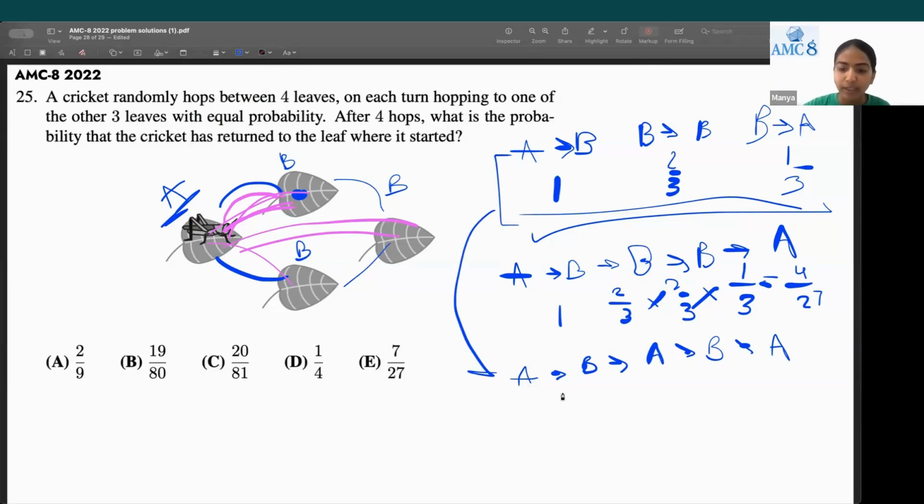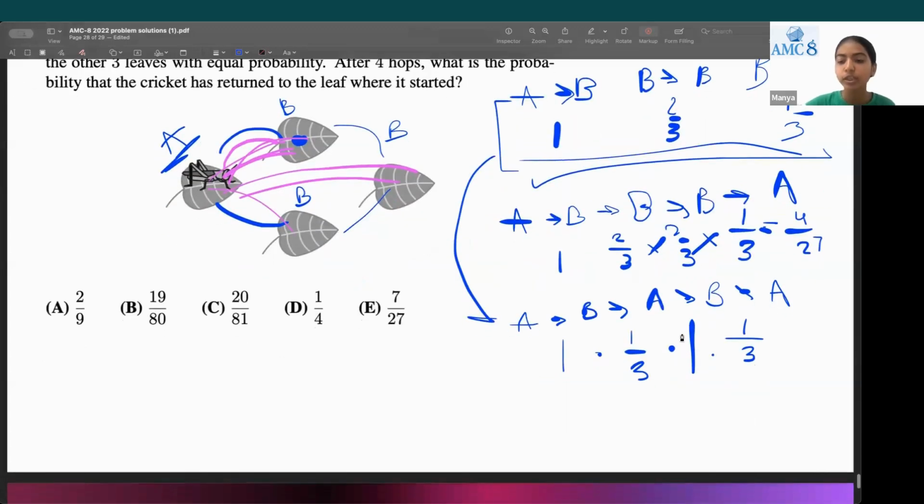So A to B is going to be 1. And B to A is going to be 1/3. A to B, once again, is going to be 1, since there's only one chance. And B to A is going to be 1/3 again. And now we can just multiply the numerators and the denominators, and we'll be getting 1 over 9. And 1 over 9 is going to be equal to blank over 27. When we multiply the bottom, 9 times 3 is equal to 27. That means that 1 times 3 should be equal to 3. So 1 over 9 is equal to 3 over 27.